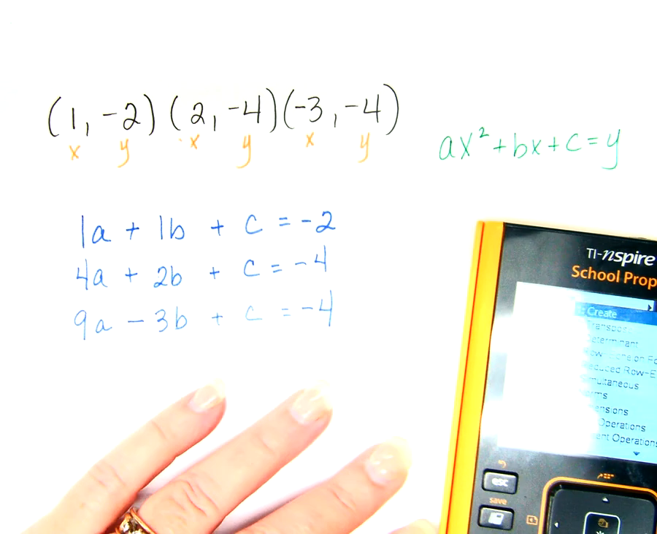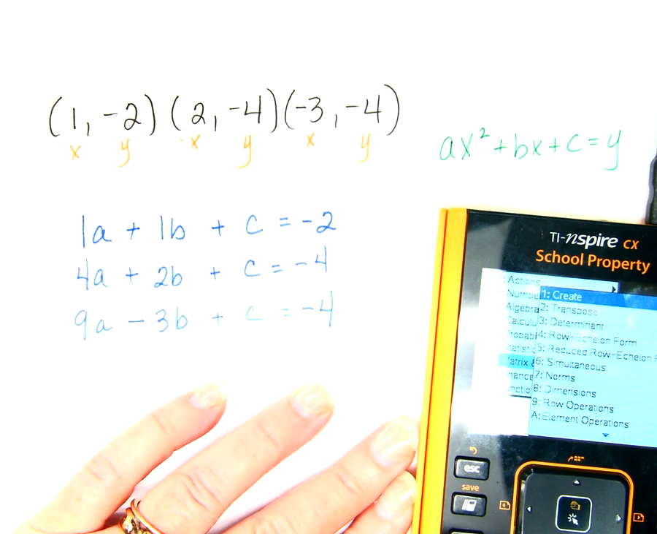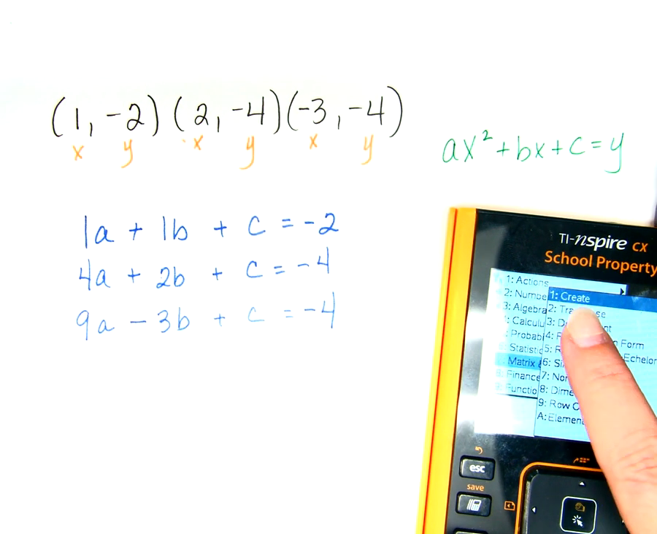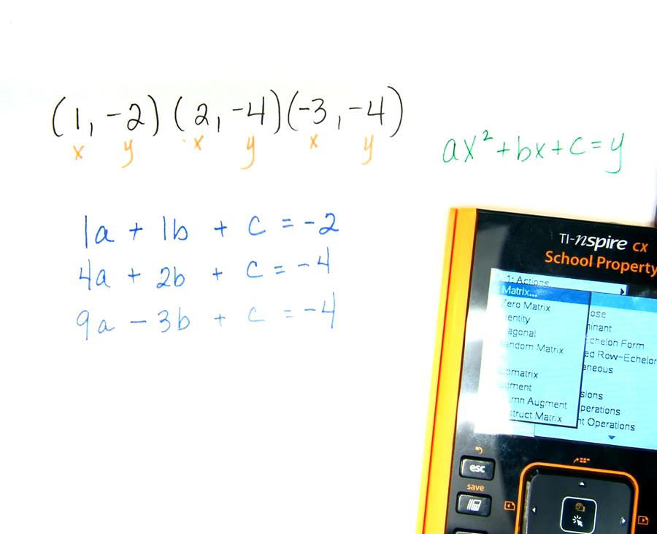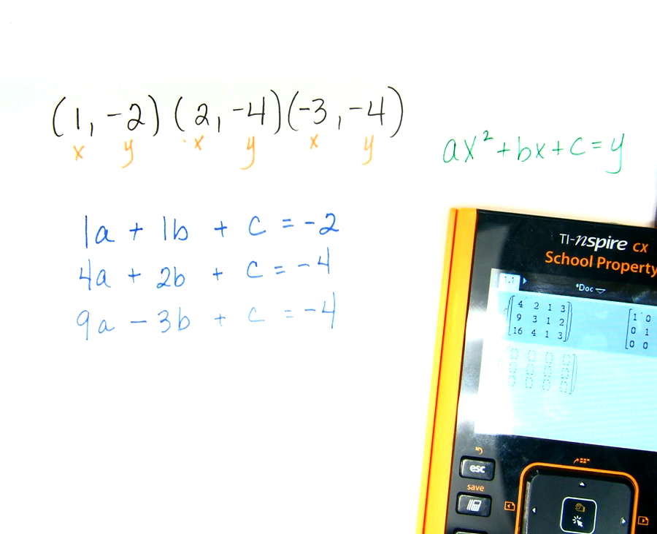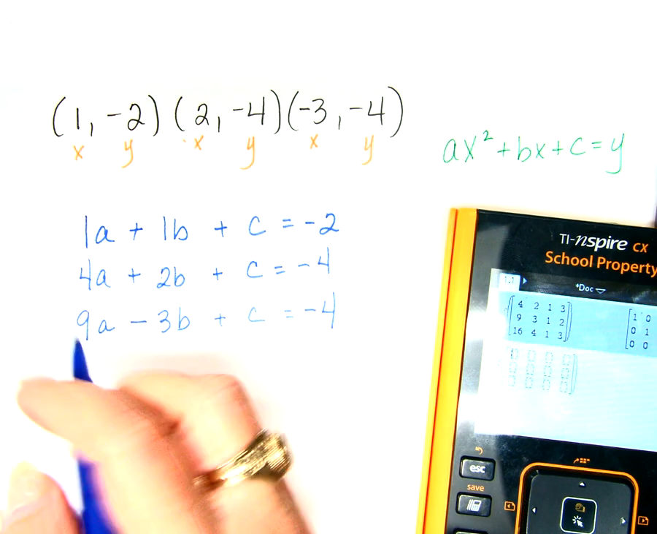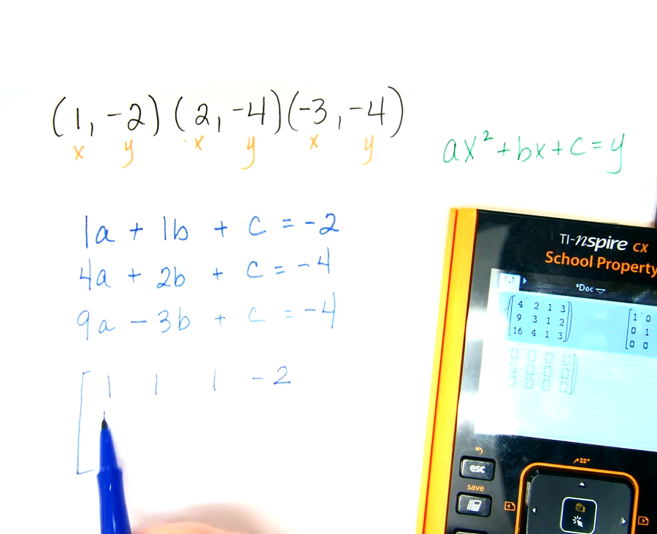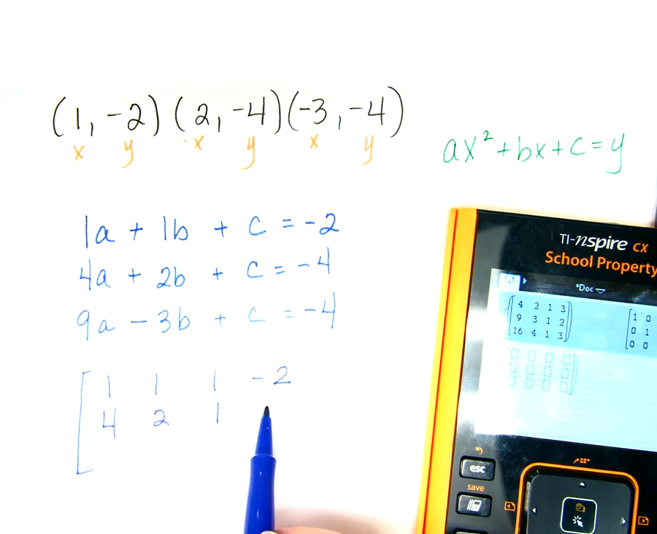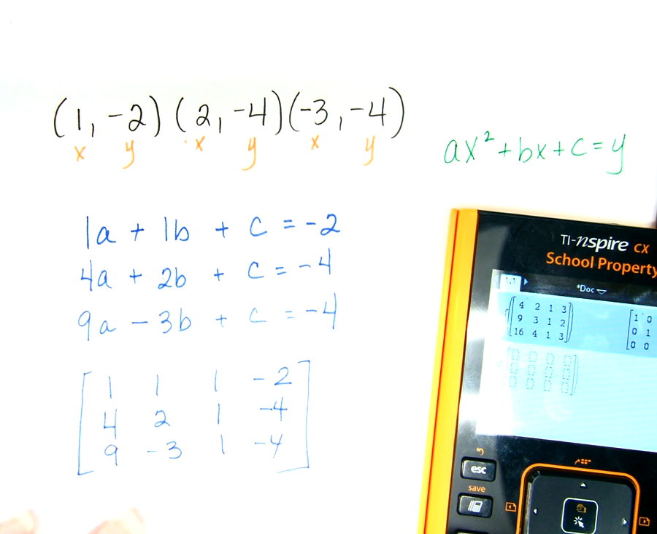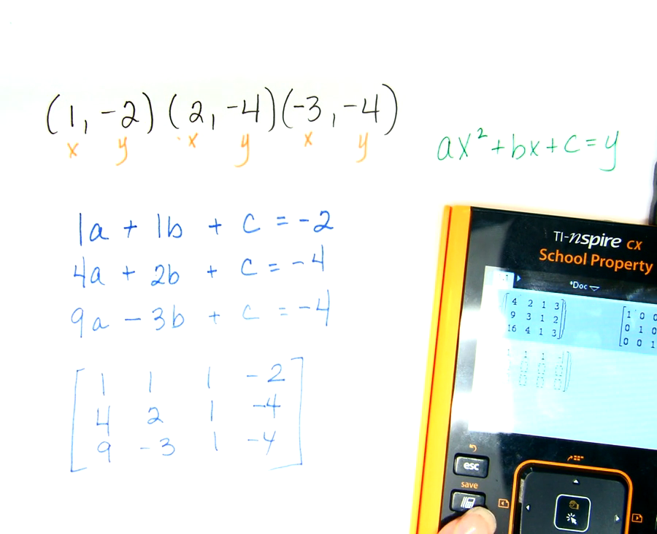Okay, so on my calculator, menu, matrix, reduced row echelon form, create a matrix. It is a 3 by 4. And now I need my coefficient matrix, right? What is my coefficient matrix? 1, 1, 1, negative 2. 4, 2, 1, negative 4. Excellent. So 1, 1, 1, negative 2.